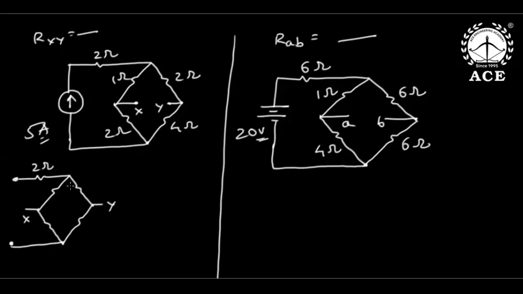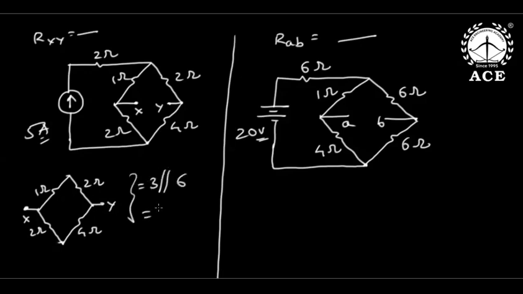Now this 2 ohms is a dummy element, waste. Why? Because it is open circuit, and you are working between X and Y. When you are working between X and Y, this current source is open, so this 2 ohms is wasted. So you can remove this. Now it is very simple: 1 plus 2, 3, is in parallel to 2 plus 4, 6.